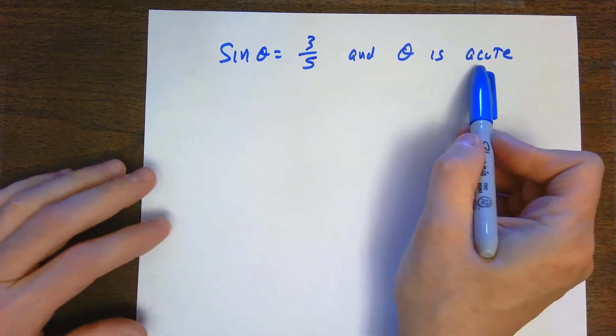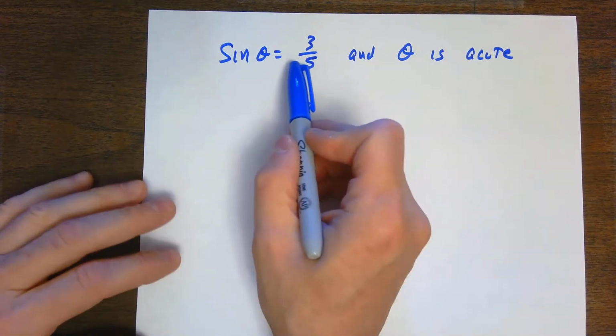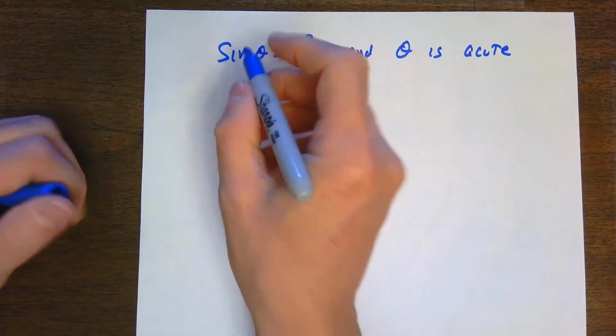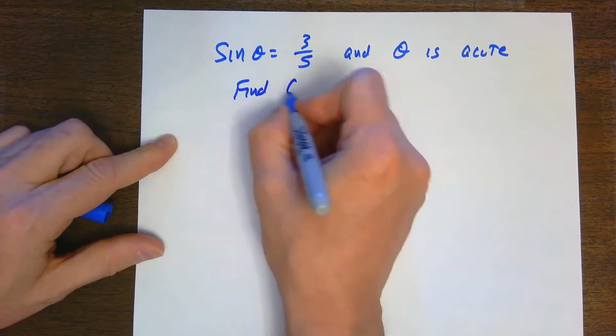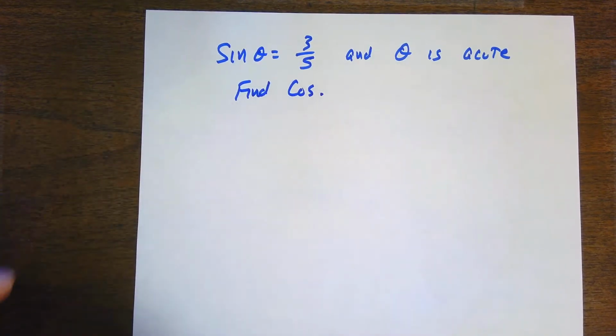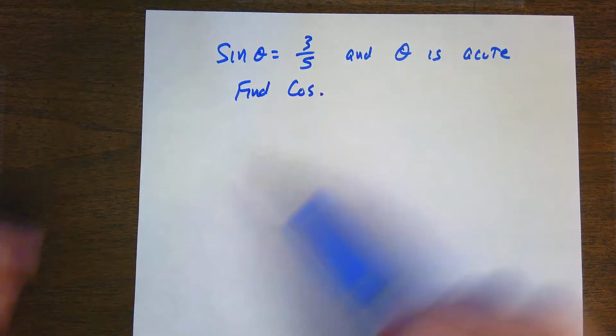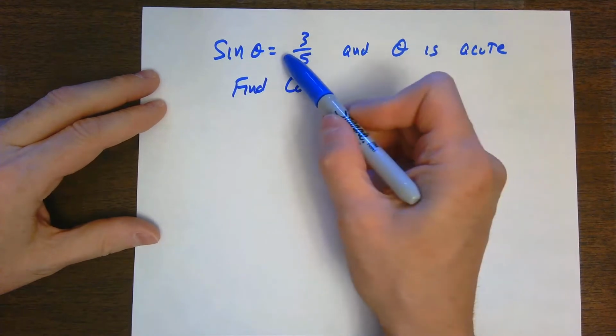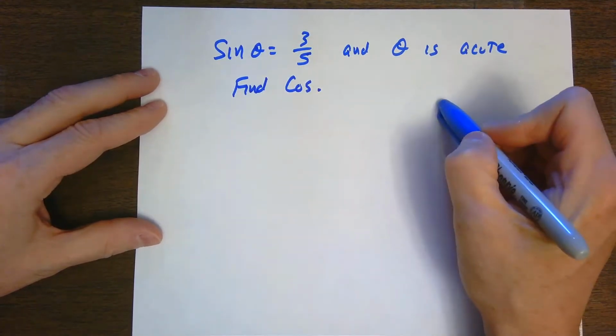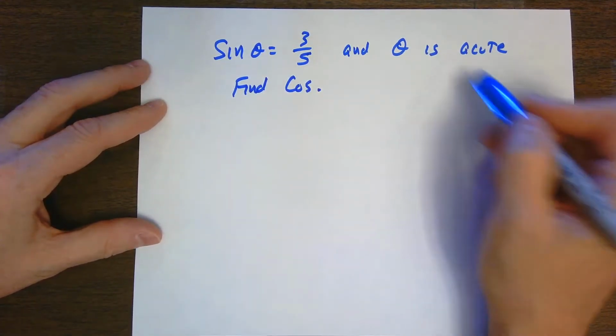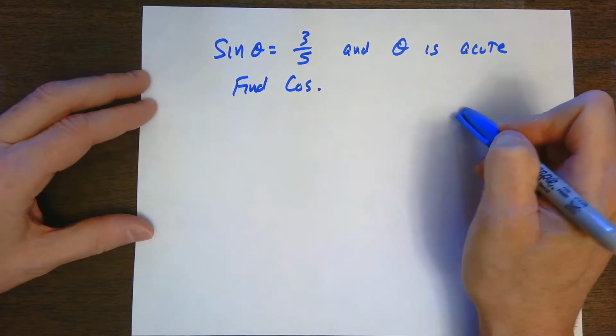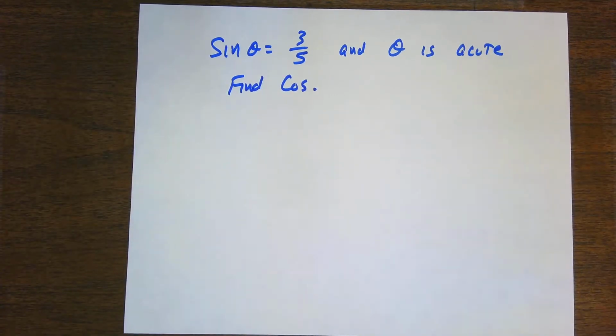Well, why is that important? The fact that it's acute means it has to be in the first quadrant. And I want to find the cosine. Well, cosine in the first quadrant is going to be positive. My final answer is going to be positive here. Now, in previous lessons, we did this by making our triangle, putting theta there, opposite over hypotenuse, using Pythagorean theorem to find the missing side, and then writing the cosine of it. But I want to do it using my identities.